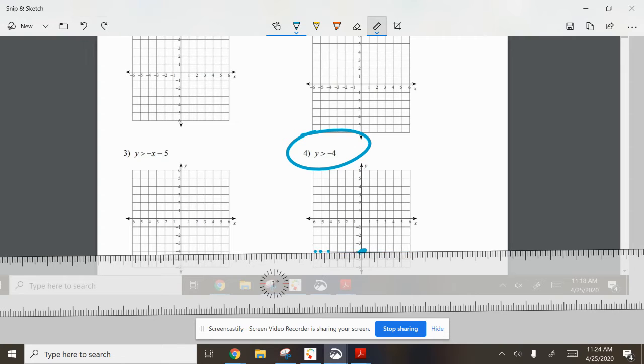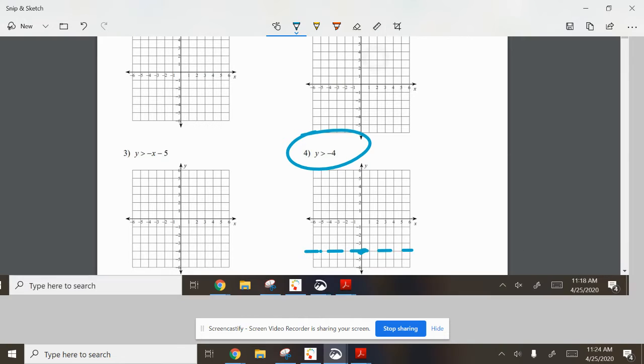Should have been a dashed or dotted line, okay? Now, from there, what are we going to do? We're going to shade up or we're going to shade down. And we are going to shade, this is interesting, is 0 greater than -4? I plugged in my origin again, but all I have is the y value of my origin. Is 0 greater than -4? Yes. So you're going to shade over the origin.